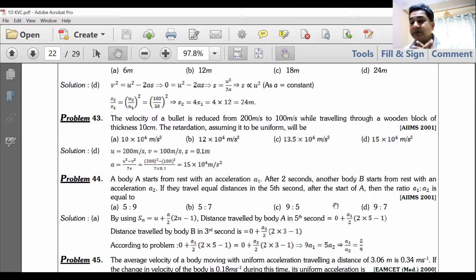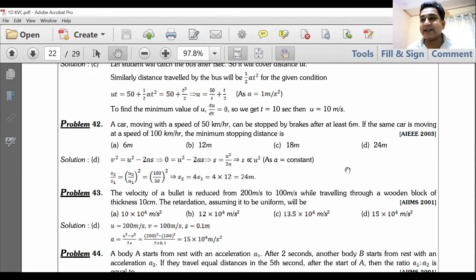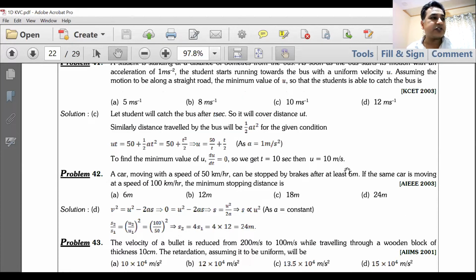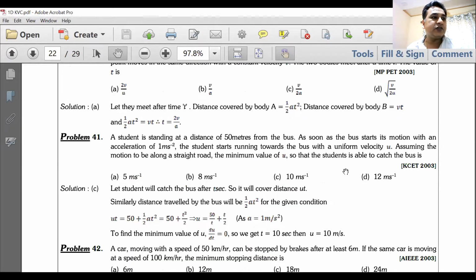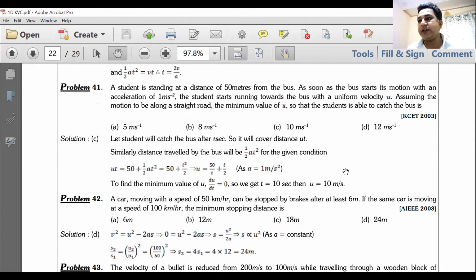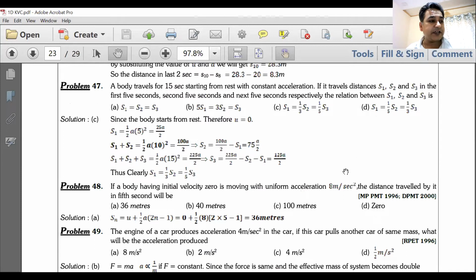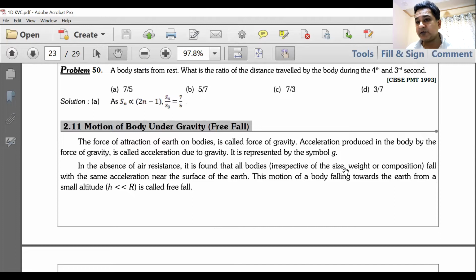Now, apart from that question, you also solve this solved example that you can see in your notes. These are solved examples starting from question number 40. Question number 40 we have already done in the class. So there are questions starting from question number 40 and going till question number 50, I think. Question number 50 is uniform acceleration, finishing there, as you can see.